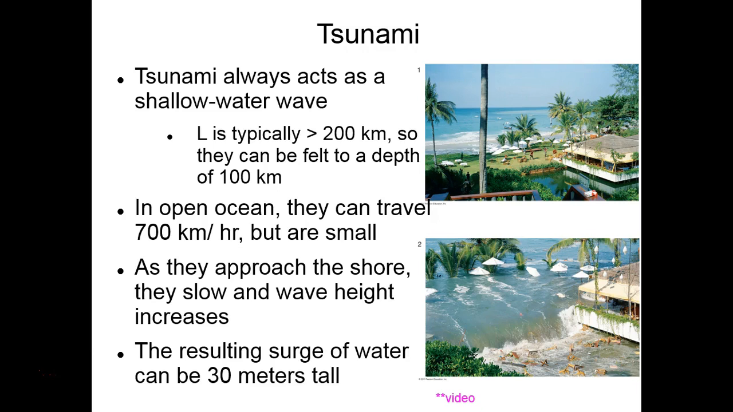But as the wave approaches the shore, the front of the wave slows down, the wavelength decreases, and the wave height increases very rapidly. And that can result in a surge of water that can be 30 meters tall. So that can create an extremely devastating situation. The pictures that I have here are from, I believe, Thailand. It was maybe around 2003 or 2004 where a tsunami hit.